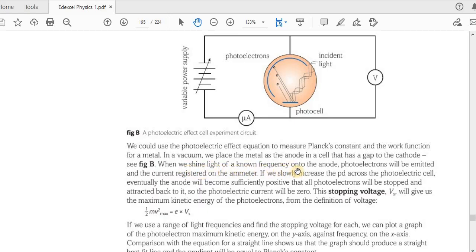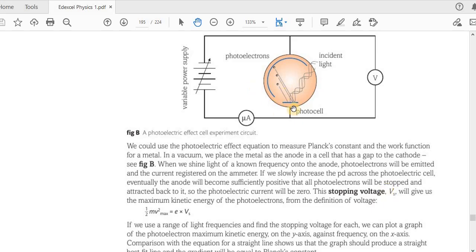When we shine light of a known frequency onto the anode, photoelectrons will be emitted and the current registered on the emitter. If we slowly increase the potential difference across the photocell using this variable power supply, eventually the anode will become sufficiently positive. Either way we can say this side will be sufficiently negative, or this side sufficiently positive, so that it prevents the electrons from being emitted. That means all the photoelectrons will be stopped.